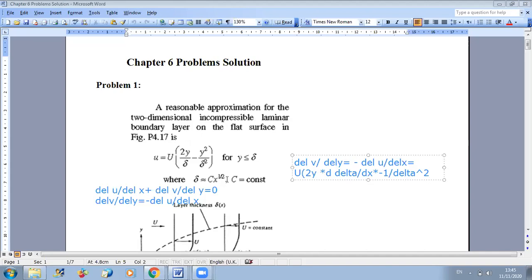If I derive it, you know that if I have x to the power n, what will be the derivative? If I derive, I get n x to the power n minus 1. So if I replace my term here, I have 2y times the derivative of delta with respect to x, which is the constant c times half, 0.5, times x.